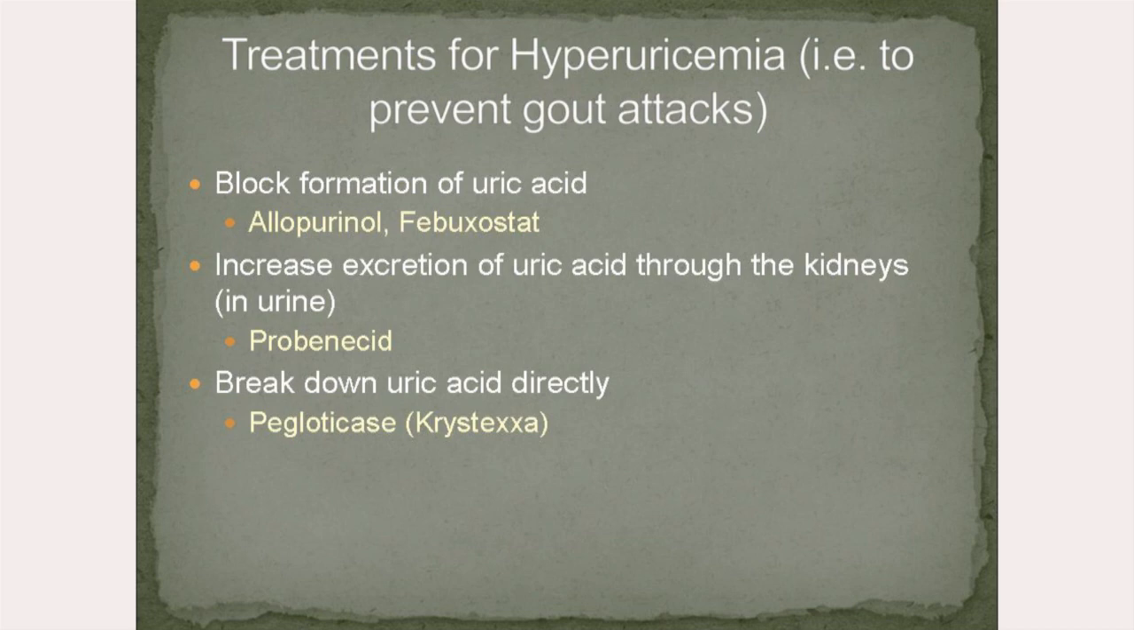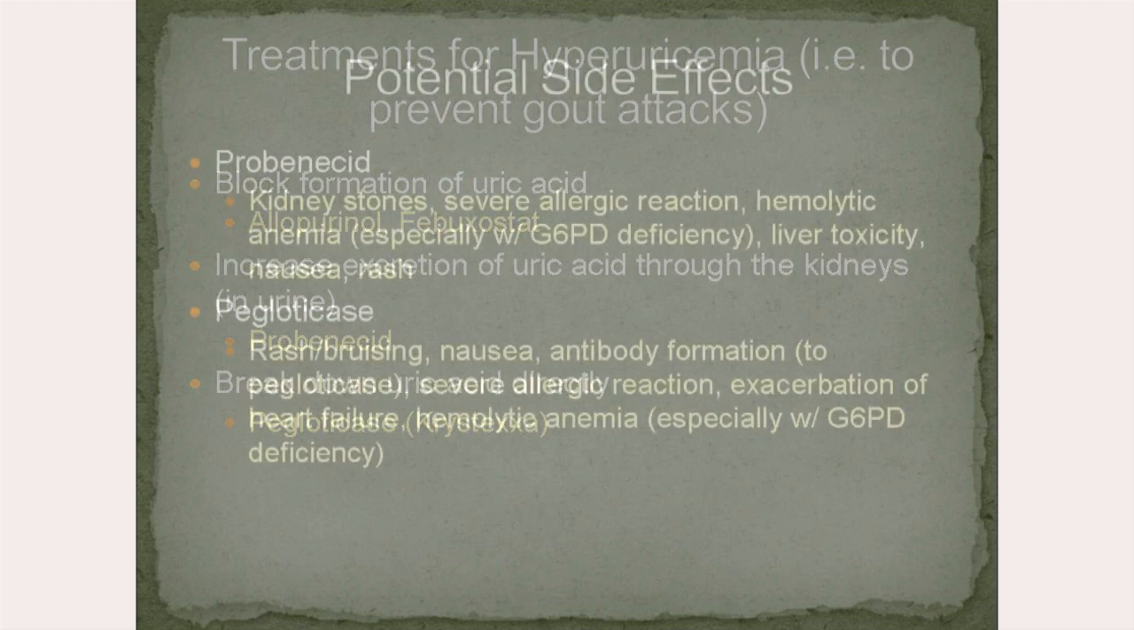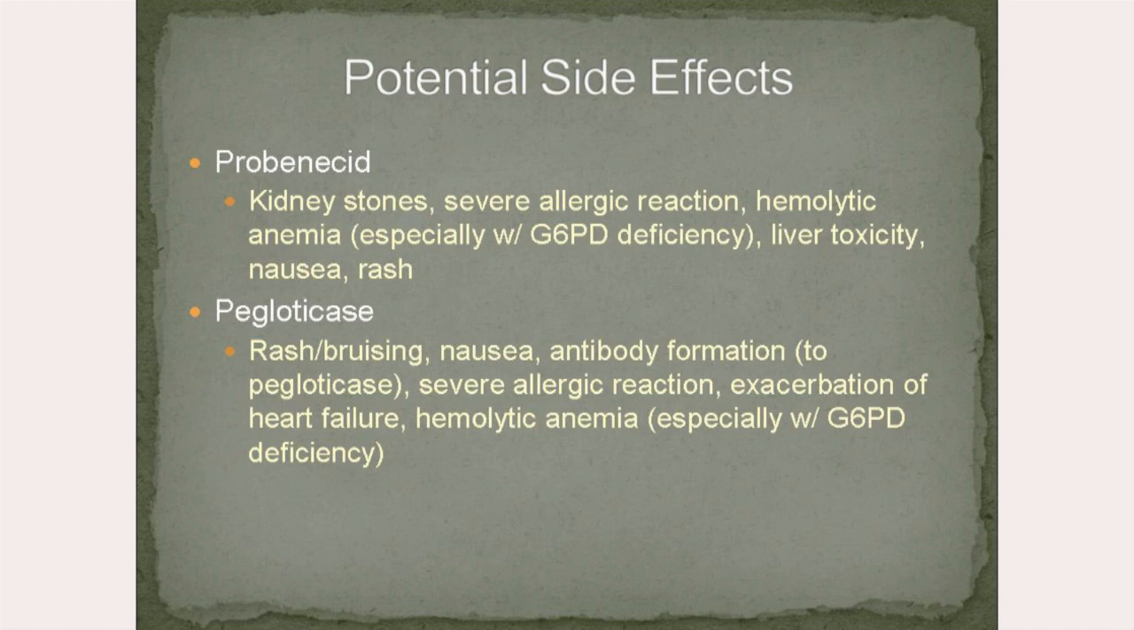So probenecid, because it helps to excrete uric acid through the urine and the kidneys, it can increase the formation of kidney stones. Okay, uric acid crystals can form, or uric acid stones can form in the kidneys. You can also have an allergic reaction. It can rarely cause hemolytic anemia, which is where your red blood cells get broken down, and that's in people who are lacking an enzyme called G6PD.